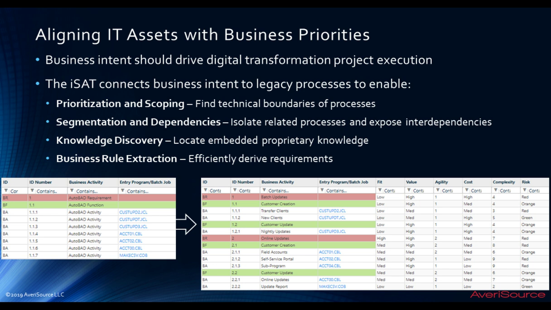So in addition to the ISAT automatically providing a very thorough understanding of legacy system artifacts, we also find it to be very important to overlay a business context on top of an application. Our business alignment process enables those legacy artifacts to be mapped to business functions within the Interactive Software Analysis Tool, or the ISAT repository.